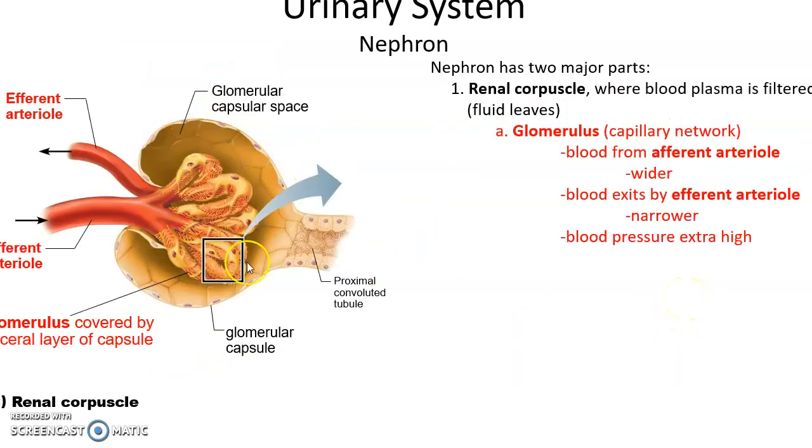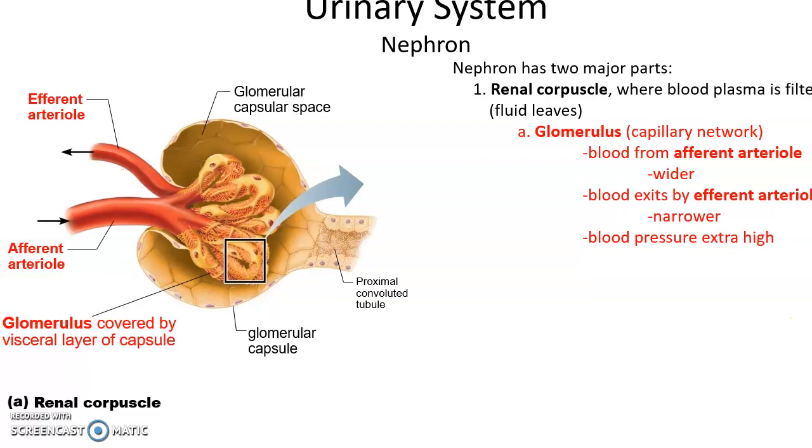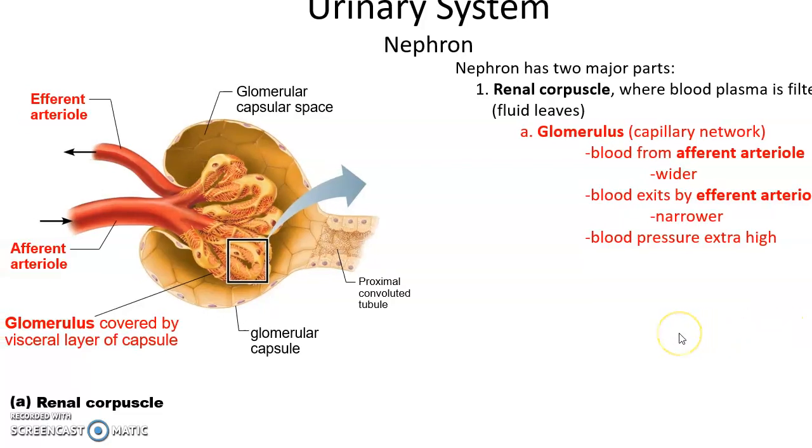So the renal corpuscle, that ball-like structure, as we already know, has this capillary bed called the glomerulus, which receives blood from the afferent arteriole. So we have blood arriving by the afferent arteriole, entering the glomerulus, and then exiting by the efferent arteriole. The blood pressure in the glomerulus is the highest you will find for blood capillaries. Not the highest blood pressure, the highest for blood capillaries, and this is to aid in the filtration process.